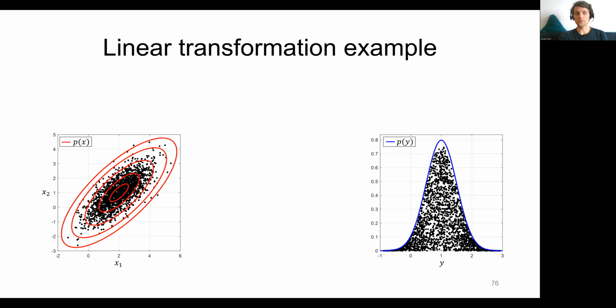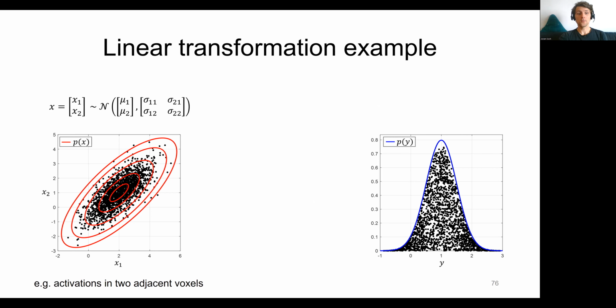Here's an example for this theorem in action. Let's say that we have a bivariate normal distribution. For example, this could be activations, trial-wise activity levels from two adjacent voxels, which are somehow correlated and jointly follow a multivariate normal distribution with means mu1 and mu2 and some covariance matrix characterized by these sigma values.